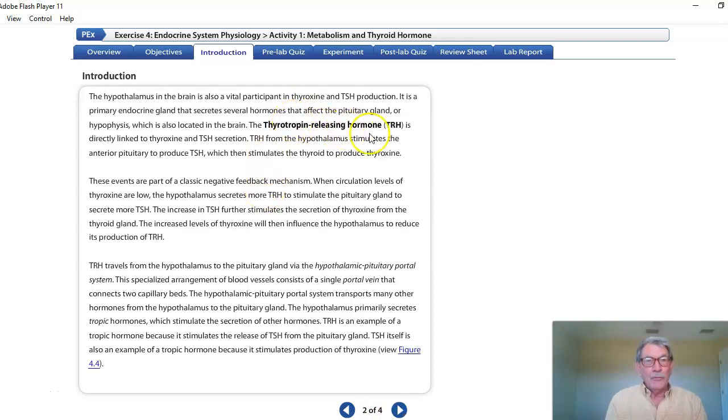Okay, thyrotropin releasing hormone, or TRH, from the hypothalamus. TSH then comes from the anterior pituitary. It goes to the thyroid gland. It stimulates the thyroid gland because you have TSH receptors on the thyroid gland, and it makes it make more thyroid hormone.